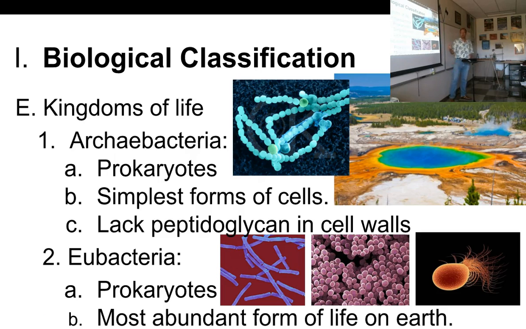Eubacteria, true bacteria. These are bacteria, they're still prokaryotic, they still don't have a nucleus, but they do have peptidoglycan in their cell walls.